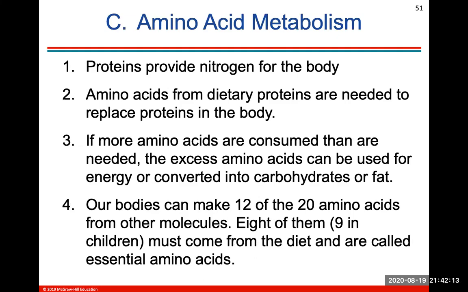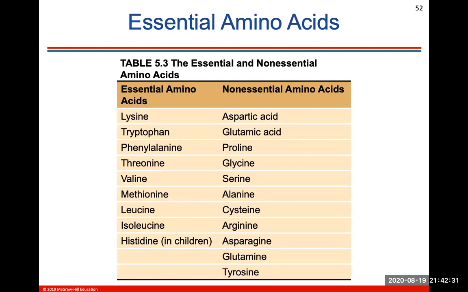And amino acids from dietary proteins are needed to replace proteins in the body. So this is why you might be required or encouraged to eat different types of proteins, to help replace the proteins in your body that are being used to make energy. Here are the essential amino acids and non-essential amino acids.